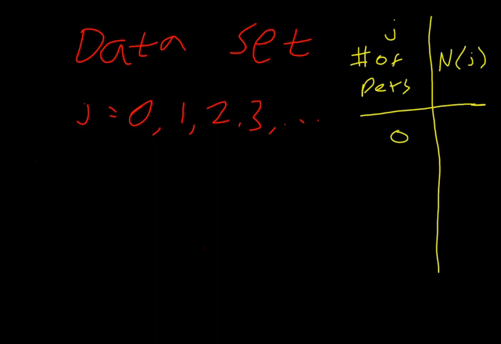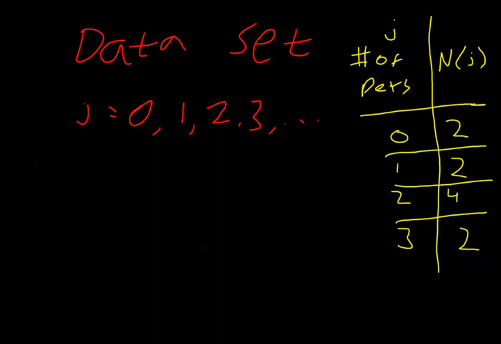So, for example, if our data looked something like this, say the maximum number of pets that people responded with is 3 pets. So we start with, 2 people said they have 0 pets, 2 people said they have 1 pet, 4 people said they have 2 pets, and 2 people said they have 3 pets. So we asked 10 people, and I did this to make our numbers easier. n of j is then the number of people that responded with j.